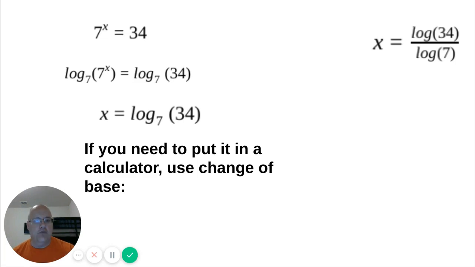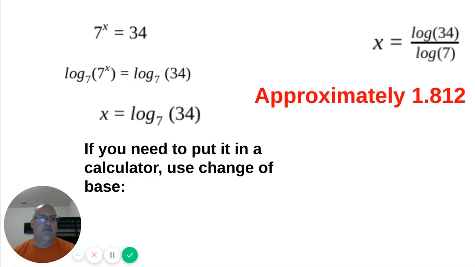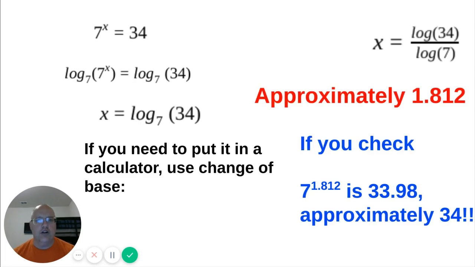Okay, and so when we solve the problem, we end up getting approximately 1.812. That's what you would get when you put that in the calculator. And then, of course, if you would like to check your work, you could put the 1.812 into the exponent. So you would put 7 to the power of 1.812, and you would get 33.98. The numbers go on and on, so the more numbers you put in, the more precise you are with the answer, the closer and closer you would get to 34. But that answer there is approximately 34.